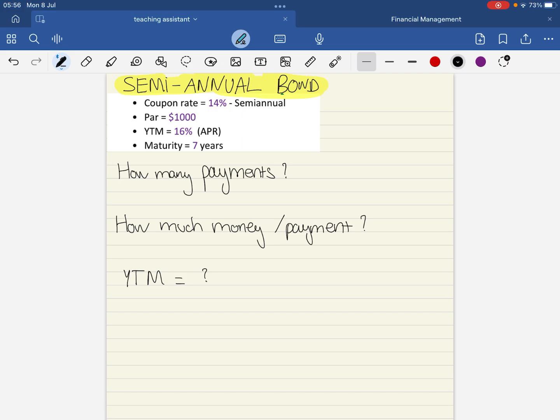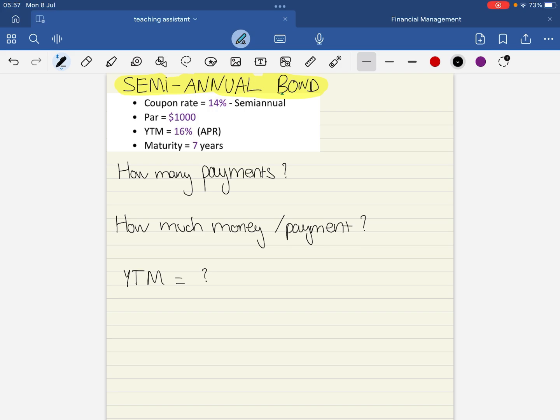Last but not least, this is also a very important example. In our previous problems, we already covered the concept of annual payments. But for now, this one is called a semi-annual bond. What does it mean? It means instead of receiving the coupon once per year, now you receive it twice per year. Every year, 2 coupon payments. Let's take a look at this example. The coupon rate is 14%, semi-annual. The par value is 1000. The YTM is 16%, and the maturity is 7 years.